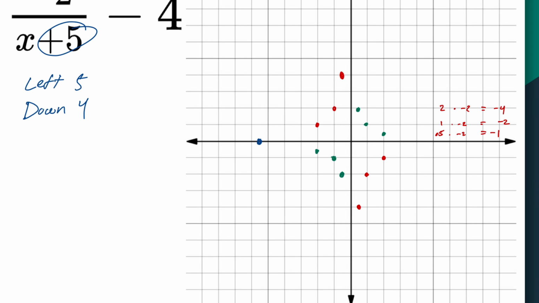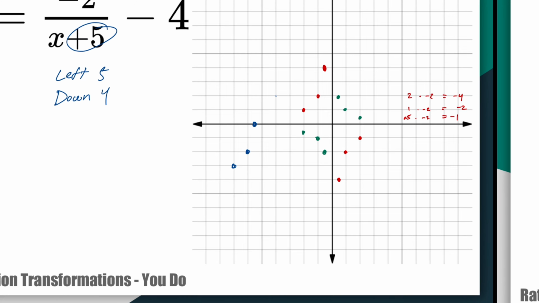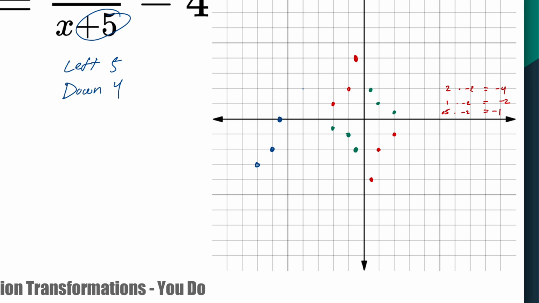So that first point here went like that. Okay, and the next one, 1, 2, 3, 4, 5, then down 4. So we're here. And then 1, 2, 3, 4, 5, down 4. So we're here. So, I mean, you could see that same exact shape. It just kind of moved positions, right? And then the other red points, left 5, down 4, left 5, down 4, left 5, down 4. Yep, there you go.